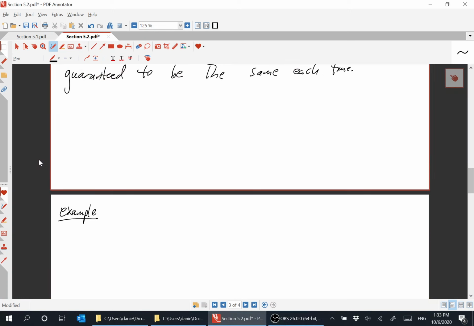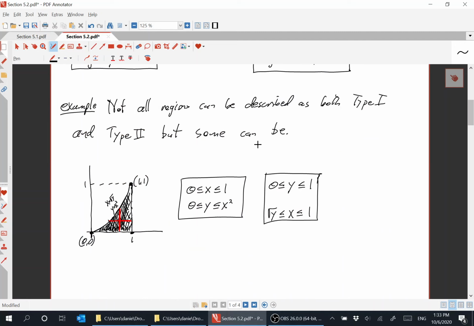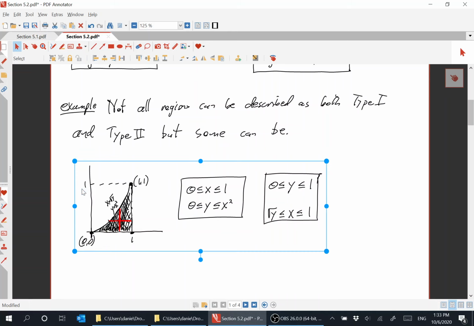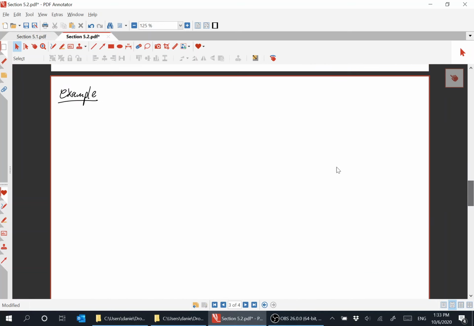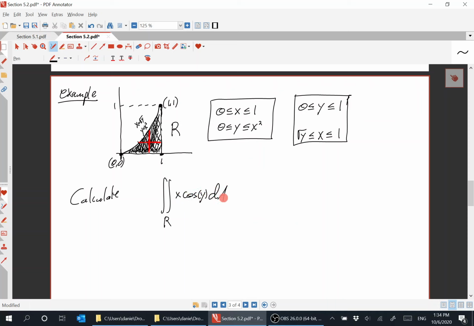So let's go back to this region here. Let's calculate the double integral over this region R of x cosine y dA in two different ways, as a type 1 and type 2 region.